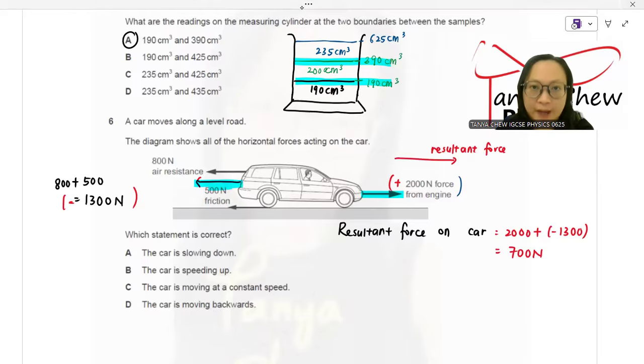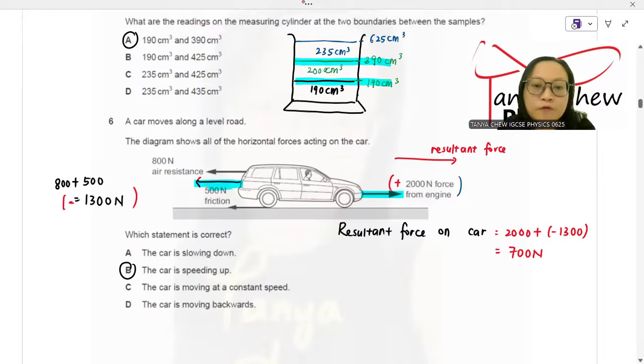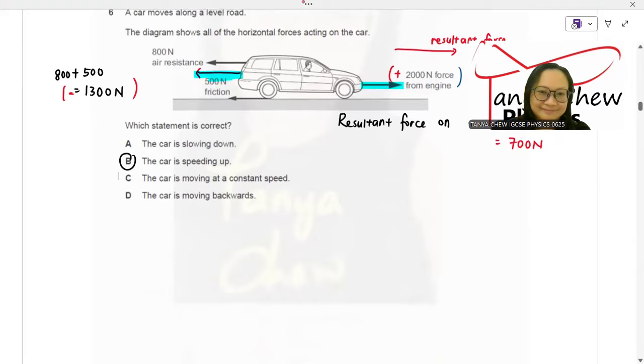And another thing that you should bear in mind is that whenever there's a resultant force, there must be followed up by acceleration because resultant force produces acceleration. So it is forward acceleration. So the car accelerates forward. So it also means that the car is speeding up, move faster.